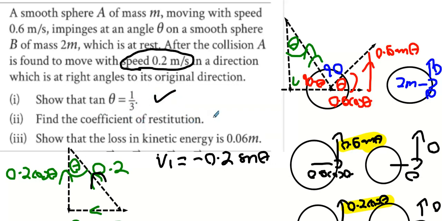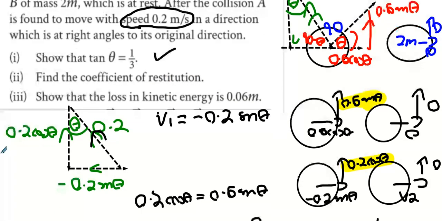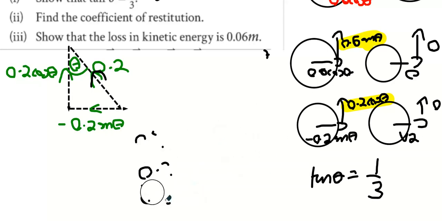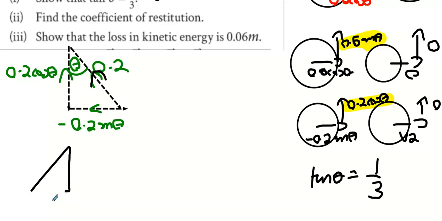Now find the coefficient of restitution. Have I done PCM and NEL yet? I haven't even done them yet, so we're going to have to figure that out now. Good news for us: since we know that tan theta is a third, I can figure out what sine theta and cos theta are, can't I? If that's theta, the opposite is 1 and the adjacent is 3. What happens if we do Pythagoras' theorem? Root 10. 3 squared plus 1 squared is 10. What can I say that cos theta and sine theta are?